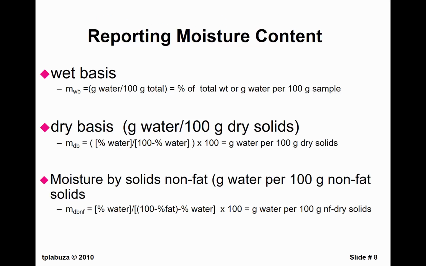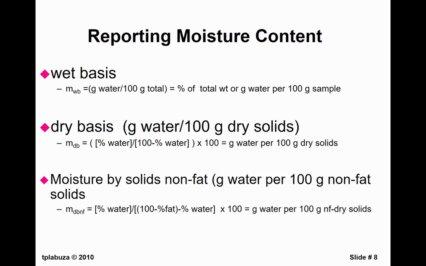So we report moisture different ways. Wet basis, so grams of water per 100 grams of total food. So that includes the water and the solids in it. And we can convert that to percentage by multiplying by 100. We also have dry basis, which is the percent water over the percent water wet basis times 100, and that's grams of water per 100 grams of dry solids.